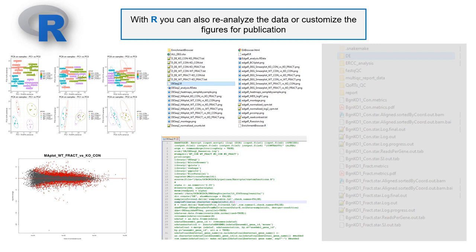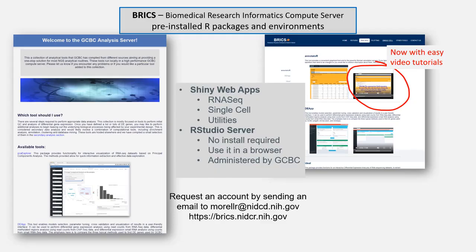I mentioned before that the standard GCBC output includes the scripts to run the analyses and generate the plots and graphics. Shown here is the DESeq2 R script. You can load this into RStudio if you wanted to reanalyze the data or to modify any of the plots. The GCBC also maintains a server we call Bricks, which has pre-installed R packages for use by intramural researchers. There are also short video tutorials on how to use some of the applications, and this is ideal for people who need only to occasionally customize a heat plot or a PCA plot for publication.